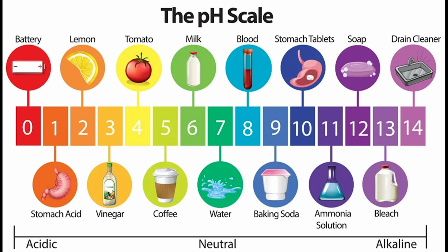So the pH scale ranges from 0 to 14, where 7 is neutral, like water. So if you move down the pH scale towards 0, these substances are more acidic. And if you move up the pH scale towards 14, these substances are more basic, like bleach.